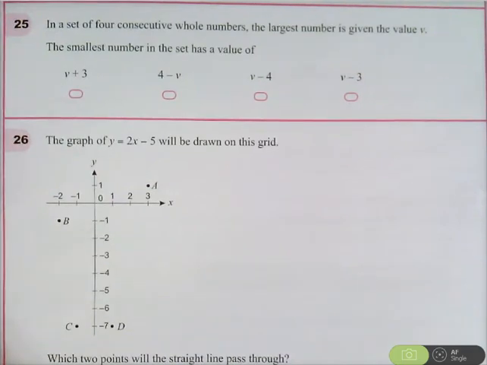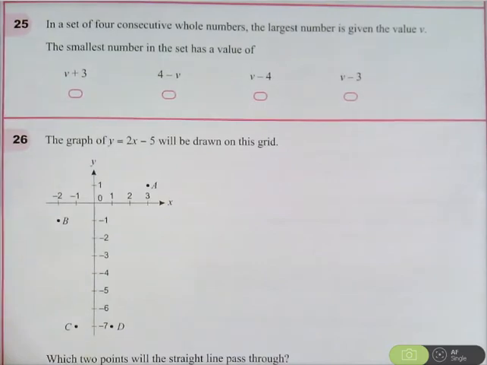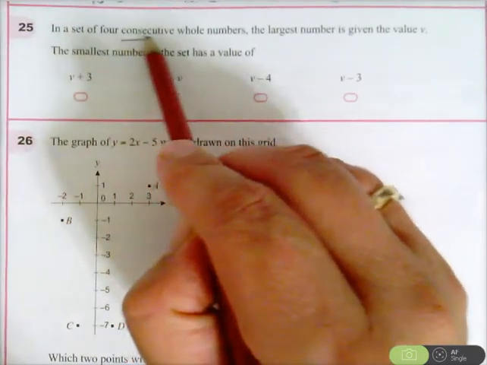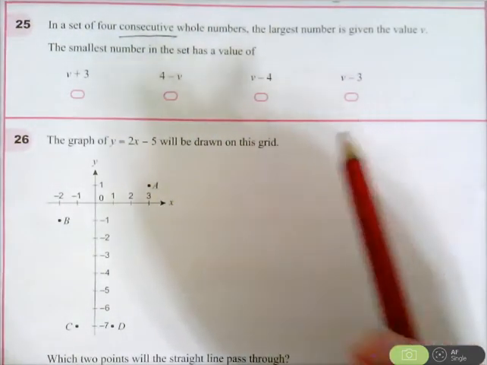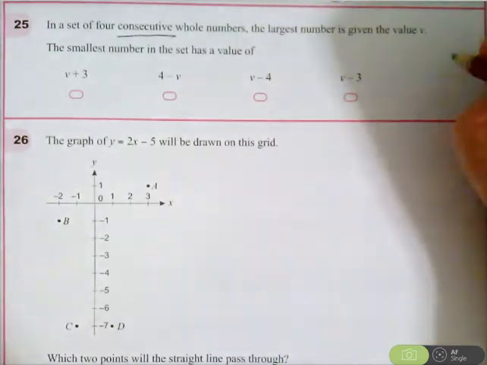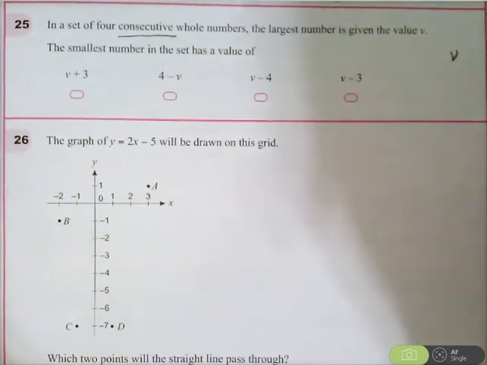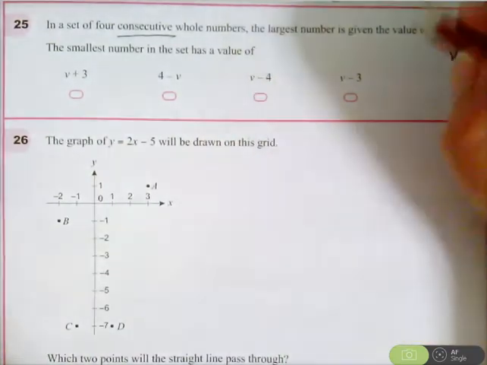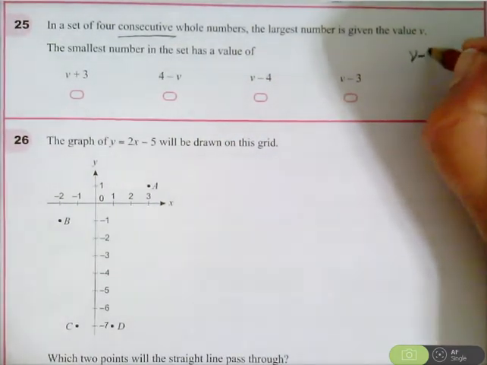Okay, this is question 25, 2008 NAPLAN paper, non-calculator section. It says in a set of 4 consecutive whole numbers. Now, consecutive numbers are numbers that go up one at a time. It says the largest number is given the value of v. So let's say v was 10. Then the next number below it would be 9, or 10 minus 1.